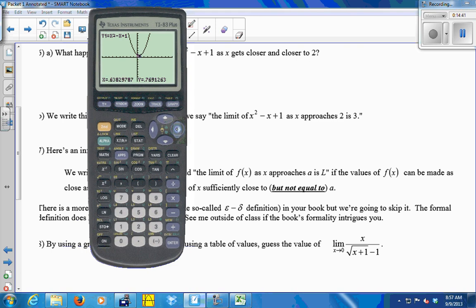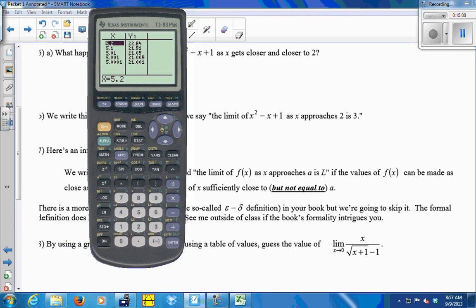So I'm going to cursor right and see what happens as my x value gets closer to 2, what's happening to my y value. So as I approach 2, so now I'm pretty close, 1.7, 1.9, and then I jump over it to 2.12. So it looks like as I approach 2 from either side, my y value is approaching 3. And we can double check with the table.